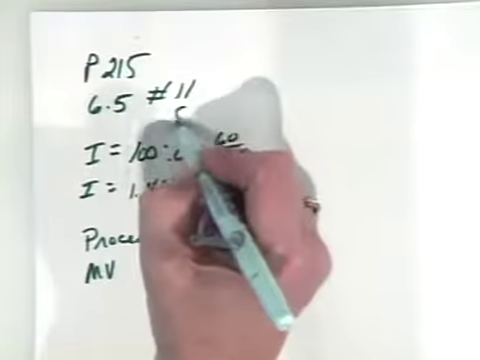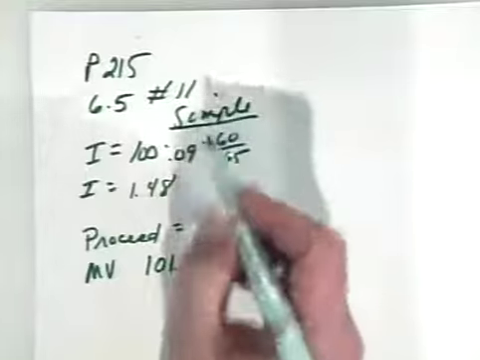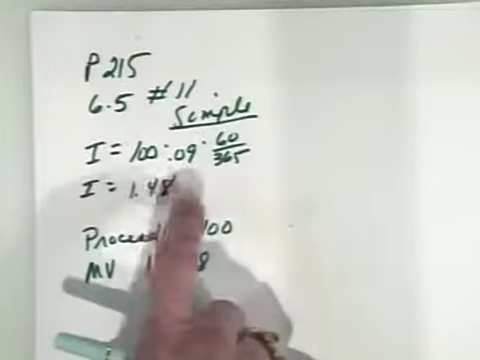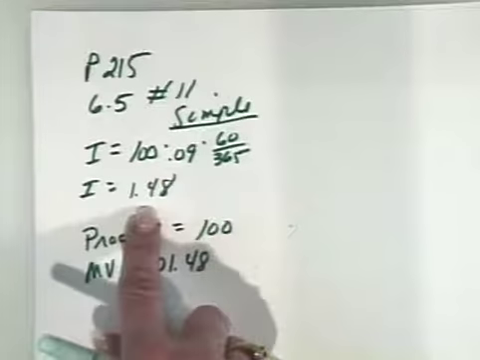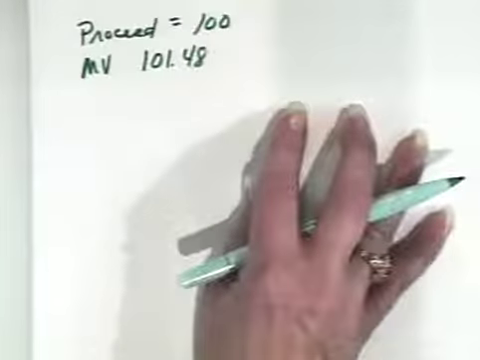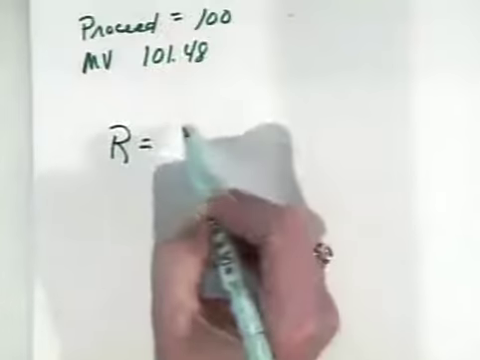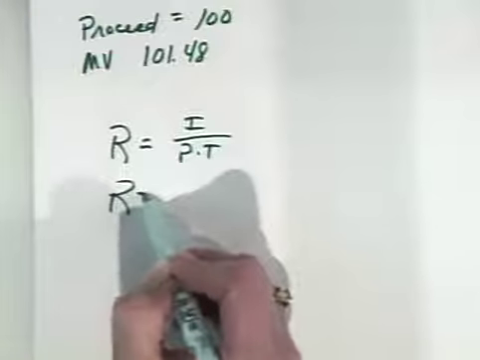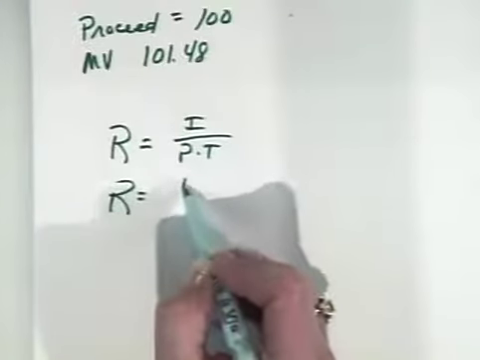If this were discount interest, are you with me, Allison? If this were discount interest, you would subtract the $1.48 to get proceeds, and you'd get $98.52. Okay, so we want to calculate what rate you're actually paying on this simple interest note. R equals I divided by P times T. Interest is $1.48.